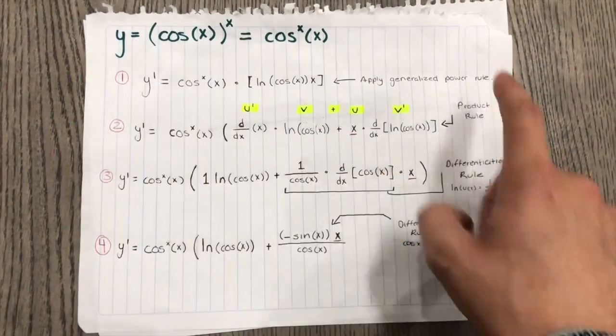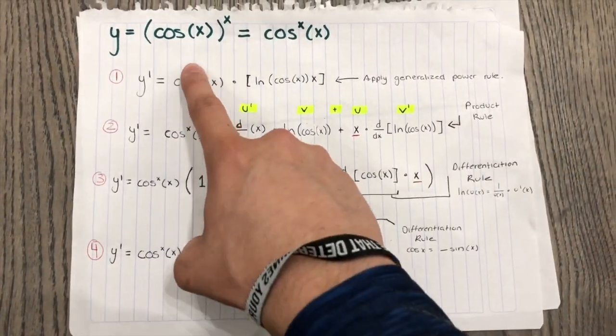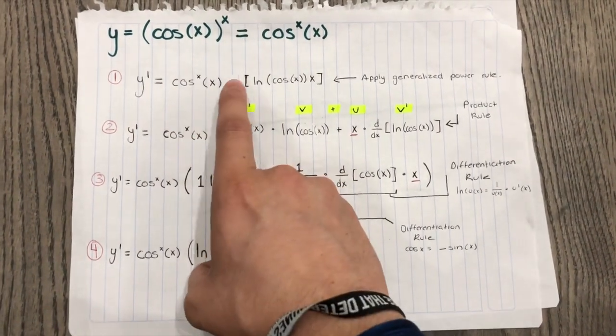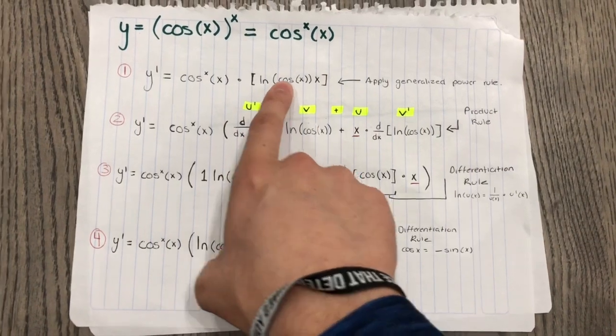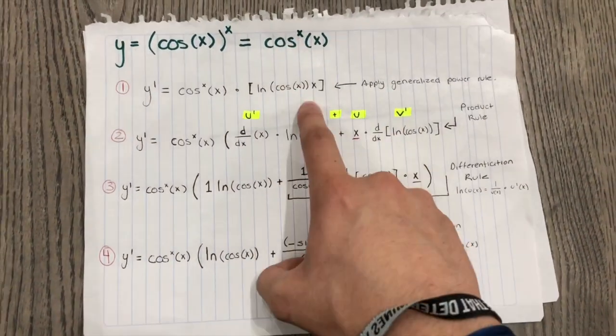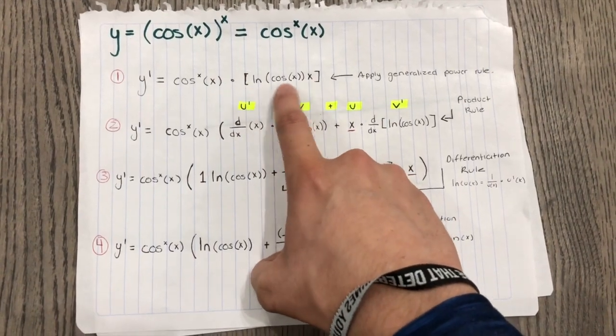So the first step is to apply a generalized power rule, which would be, well, you pass the original function and you multiply times natural log times cos x, and the exponent will come down here. So you will be multiplying the exponent with the natural log and the cos.